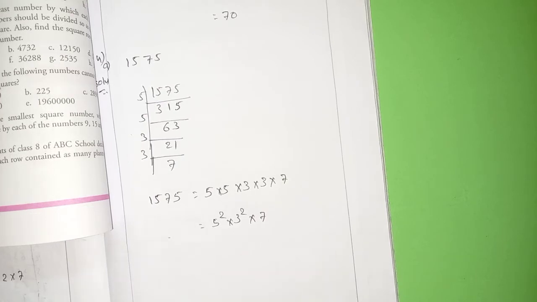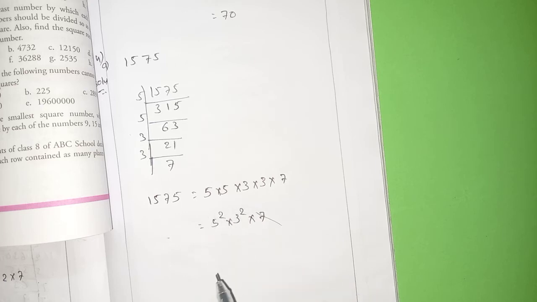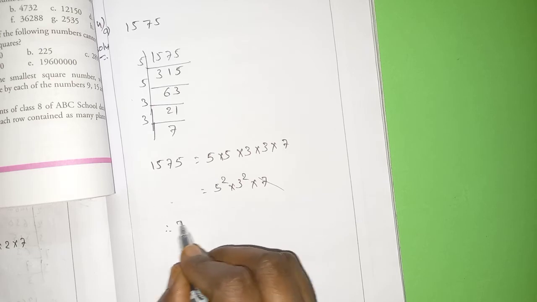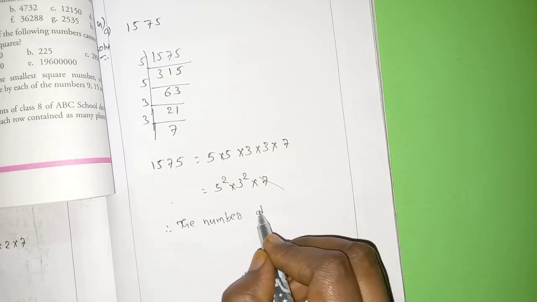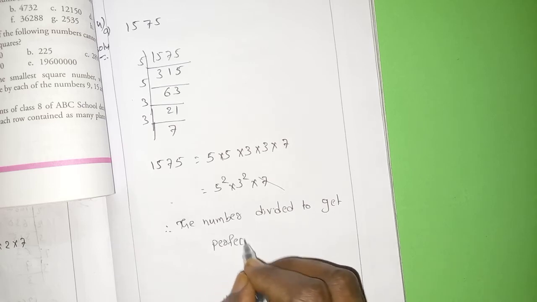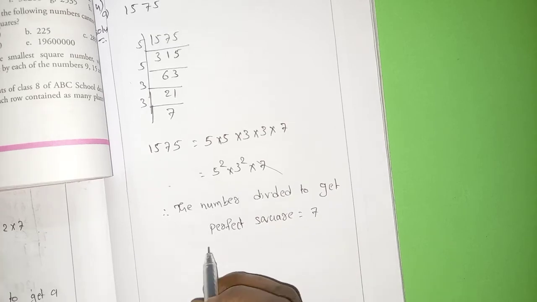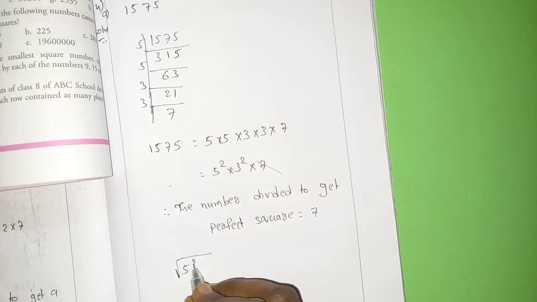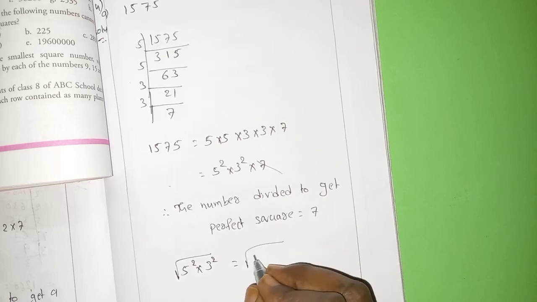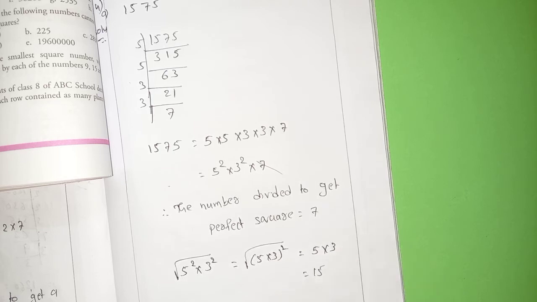So to make it a perfect square, you have to multiply with 7. But what are they asking? By which number we have to divide? Divide means we have to remove. If you remove this, then also it will be a perfect square or not. So which number we have to remove? Therefore, the number to be divided to get a perfect square is 7. After removing, we have to find the square root also. 5 square into 3 square is equal to 5 into 3 whole square. So 5 into 3 means 15 is the answer.